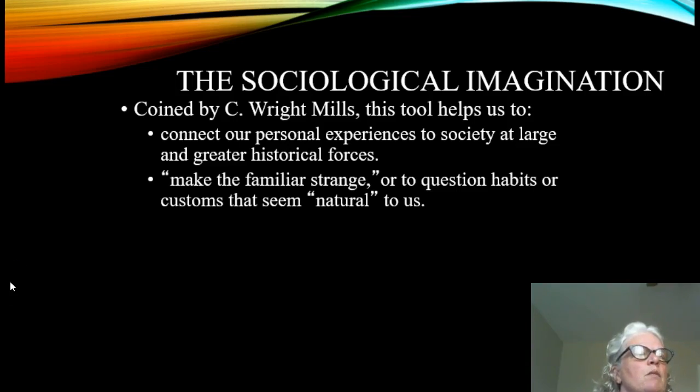Now, the sociological imagination is something we often talk about in sociology class. It's a term coined by C. Wright Mills. It's a tool to help us connect our personal experiences to society at large and those greater historic forces. And it makes the familiar strange. In other words, if I'm studying sex and gender and I'm used to a woman's perspective, I might say, it's this way because I lived it that way. But that's not necessarily true, is it?